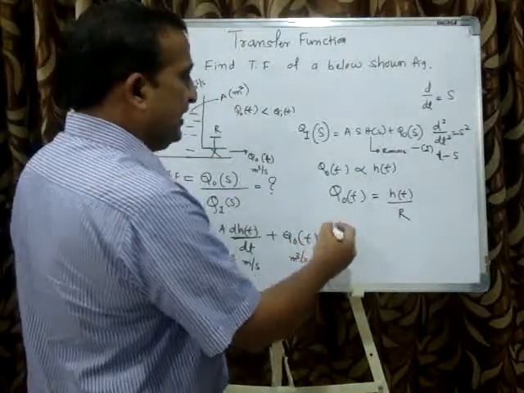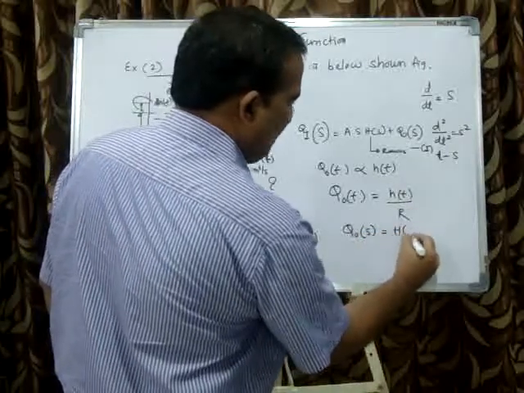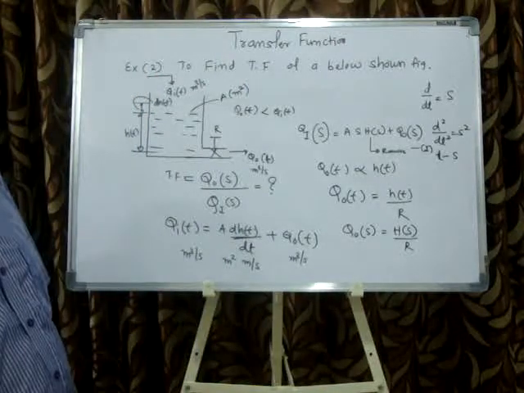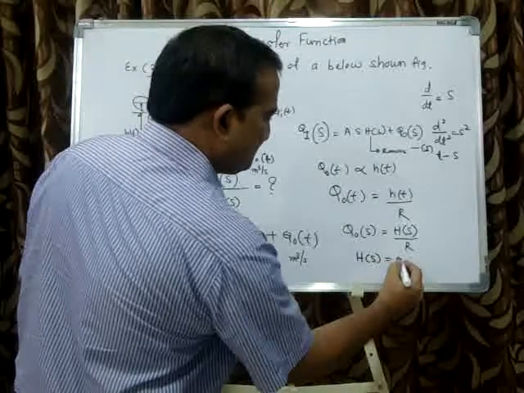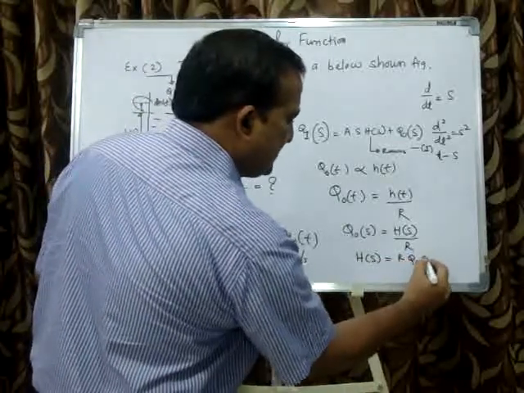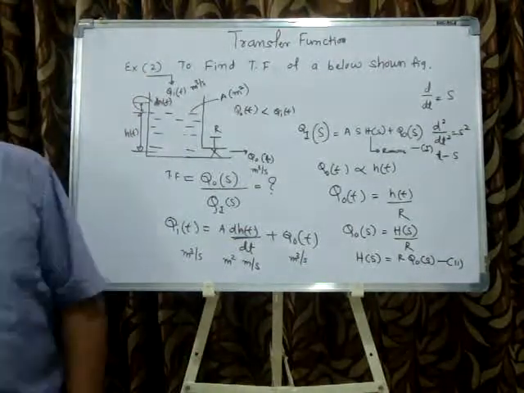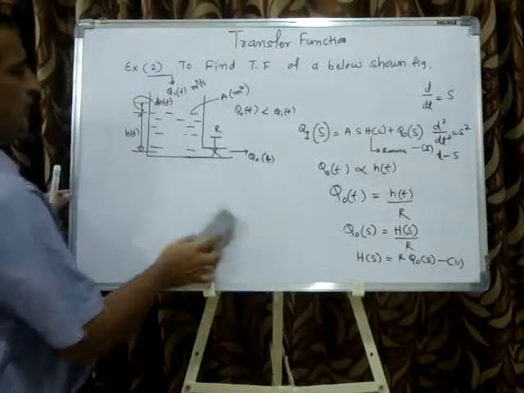Now I'll take a Laplace transformation. Q0 of S is equal to H of S divided by R, where R is a constant, because you cannot apply the Laplace for a constant. So H of S is equal to R Q0 of S. This is equation number 2. Now you put equation number 2 in 1.